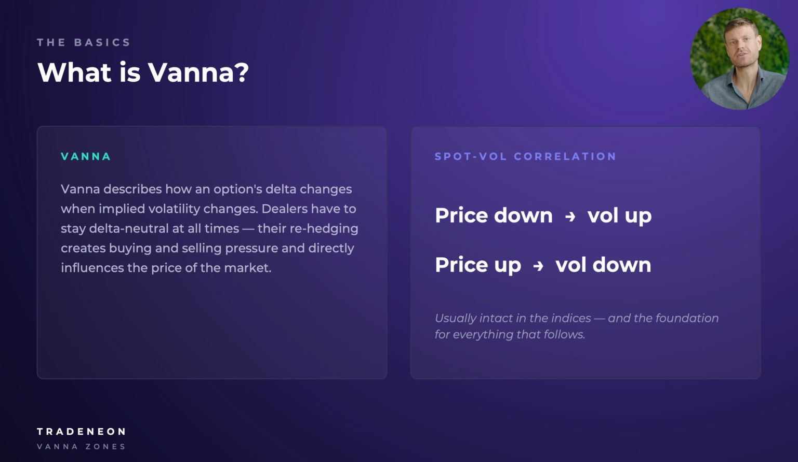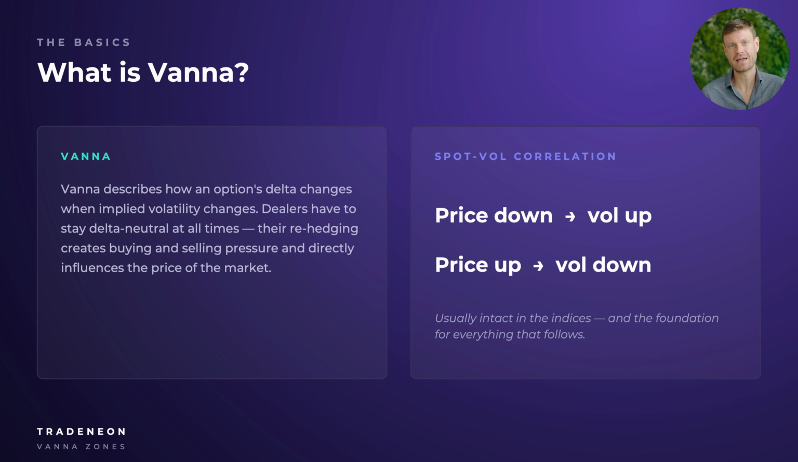Now here's the part you need to remember. In the indices, S&P 500, Nasdaq, DAX, we usually have an intact spot-vol correlation, meaning when the price falls, fear rises and with it implied volatility. When the price rises, investors calm down and vol falls. Price down, vol up, price up, vol down. This relationship is the foundation for everything that follows.